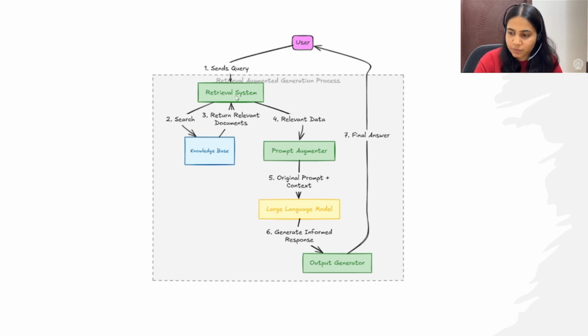Just like when we ask, what is the leave policy of my company? This knowledge base has my company policy document, and the retrieval system went and searched for that company policy page, and then it returns the relevant document. When we have that document, this relevant data will go to the prompt augmenter. What it will do is, it now has the relevant data, that leave policy plan.